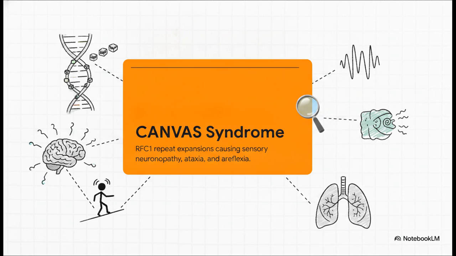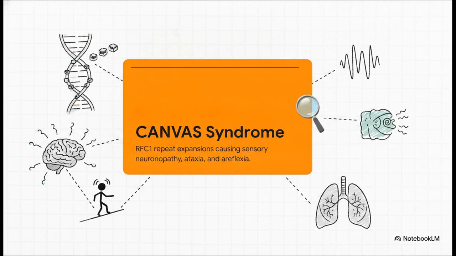Now, a super fascinating genetic suspect is CANVAS syndrome. It's caused by biallelic RFC1 intronic repeat expansions, and you can definitively spot it if you look for a very specific triad. The combination of sensory neuropathy, cerebellar ataxia, and bilateral vestibular areflexia, conjoined with a chronic dry cough, is your definitive clue. It's a really spectacular example of how doing a very specific systems check can diagnose a rare genetic disorder.